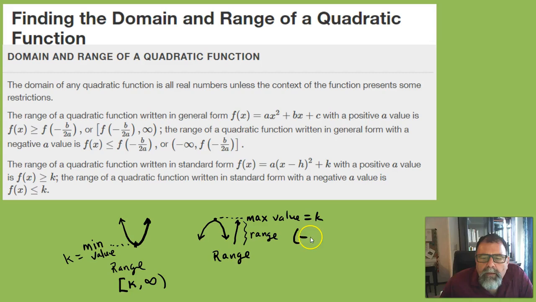So it'd be negative infinity to the max value, which is k, and close bracket. So again, your range starts here, and it's going to go up forever. That's going to be our range. Range is the y values.